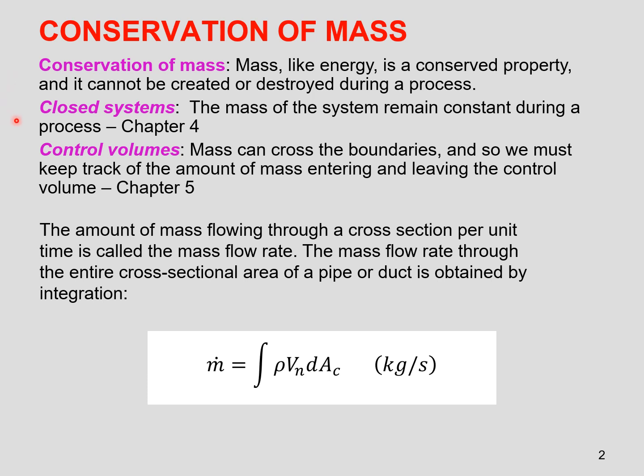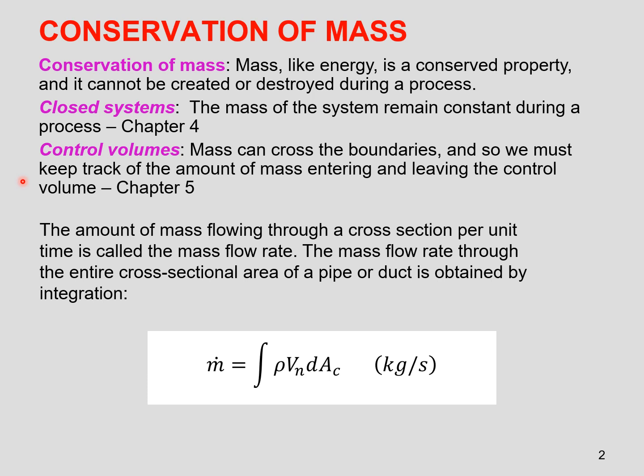Chapter 4 again dealt with closed systems. These were systems where the mass remains constant during a process. In Chapter 5, we're going to look at systems where mass can flow across the boundaries. So we have to keep track of the amount of mass entering and leaving the control volume.